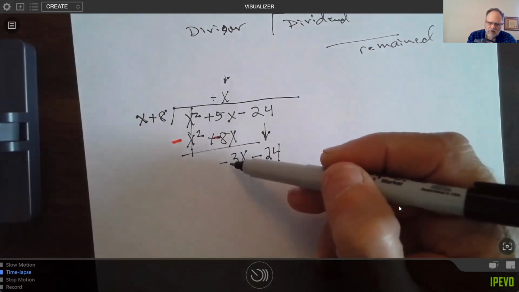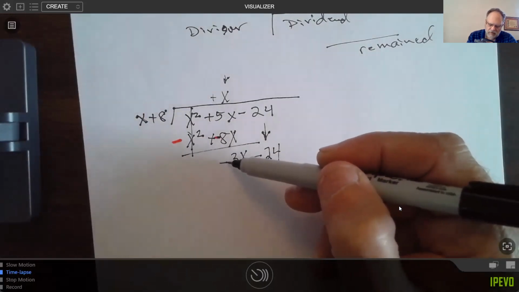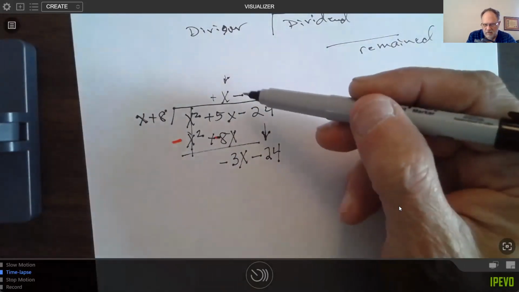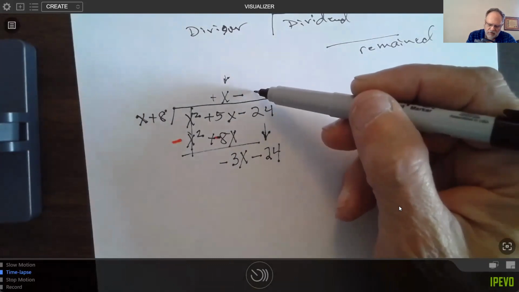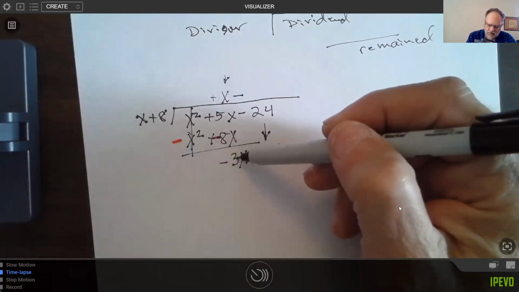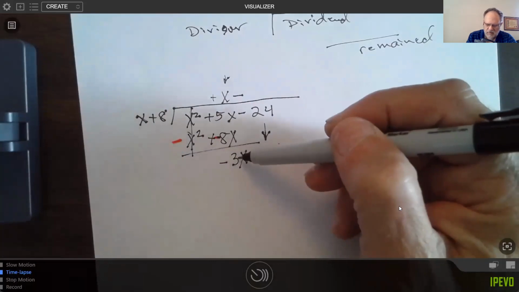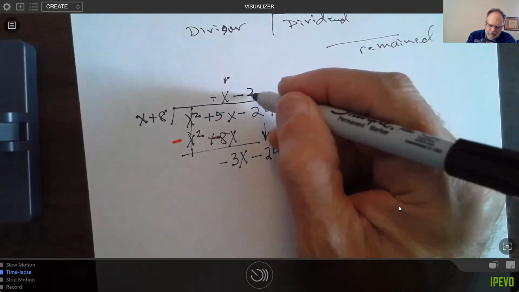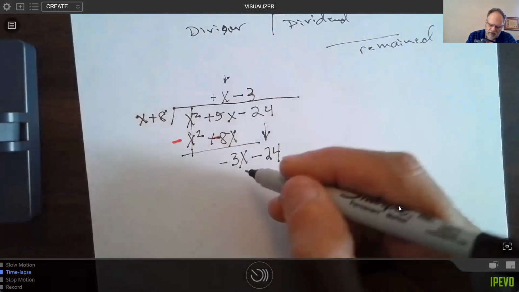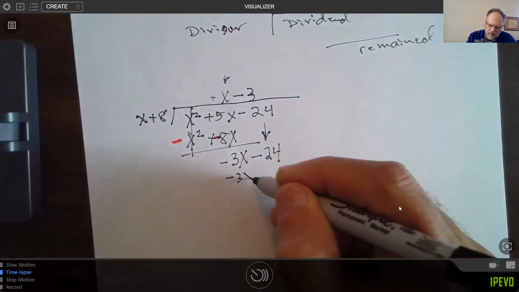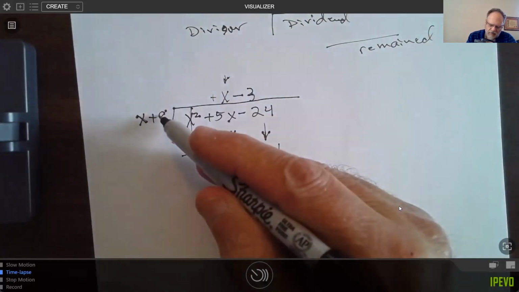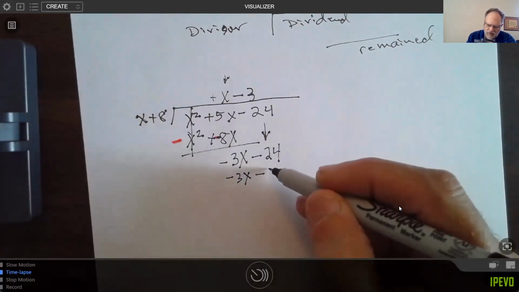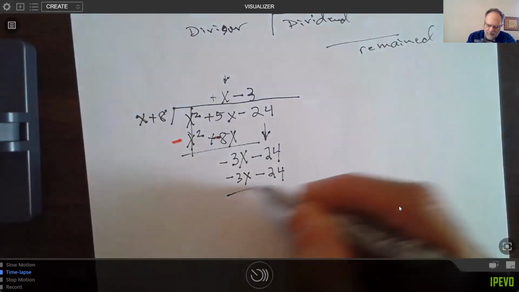Since this starts with a negative, we start with a negative in our quotient. And we ask ourselves, what negative number times x will give us a negative 3x? Well, negative 3 does. Negative 3 times x is a negative 3x. And negative 3 times 8, 3 times 8 is 24. So a negative 3 times 8 is a negative 24.